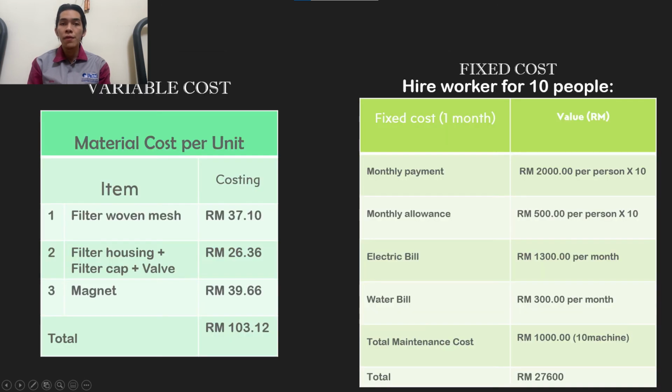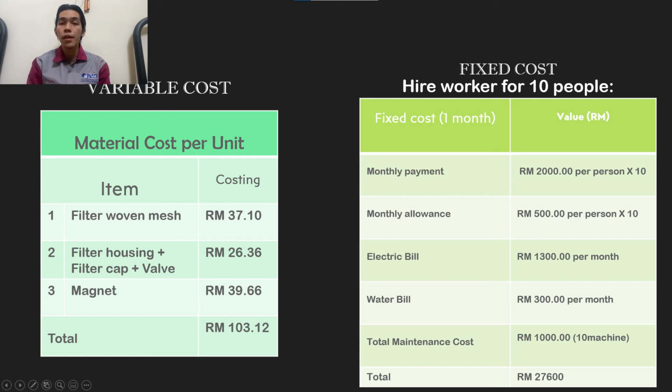What is fixed cost? Fixed costs are costs that do not change and are paid by a company, such as rental cost and labor cost. In producing this reusable coolant filtration system, we assume to hire 10 workers, so the company needs to pay a monthly payment of RM2,000 per person, electric bill RM1,300 per month, water bill RM300 per month, and the maintenance cost is RM1,000 per 10 machines. So the total of the fixed cost is RM27,600.